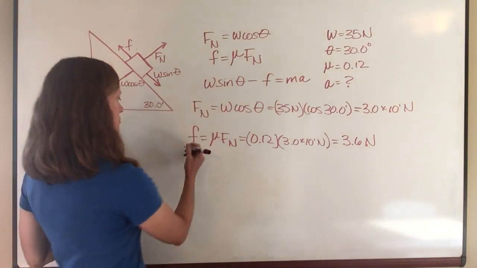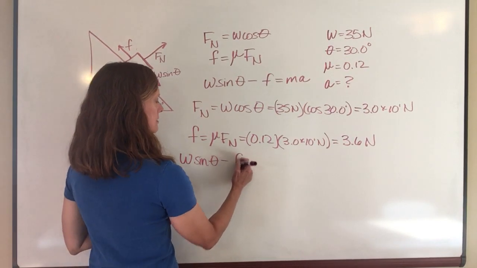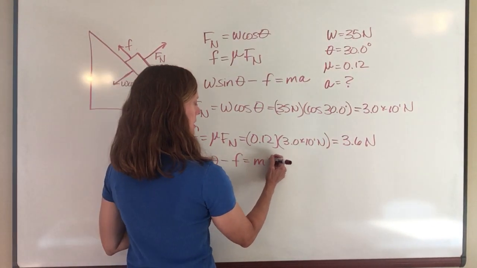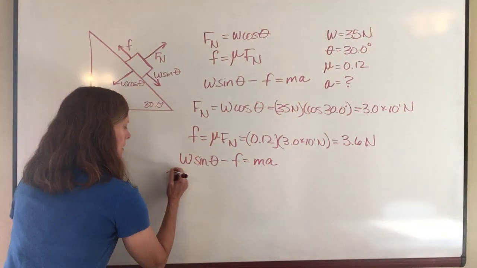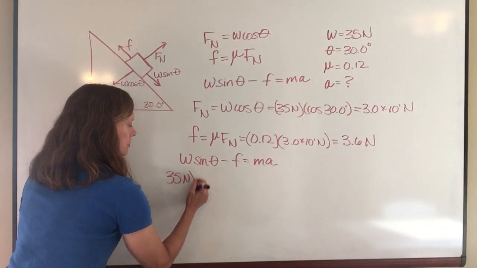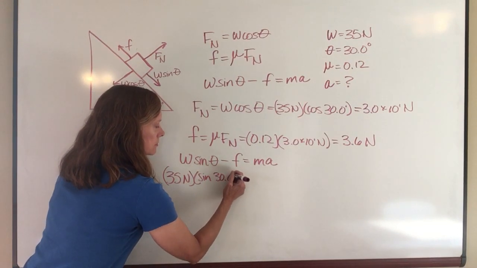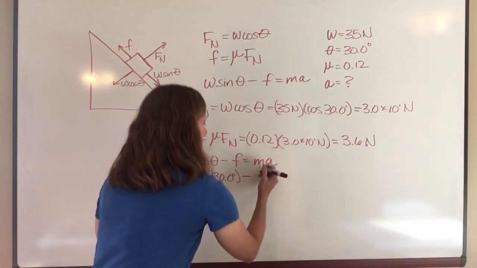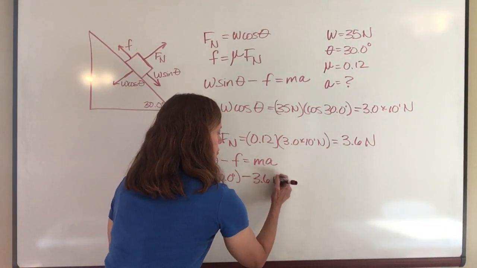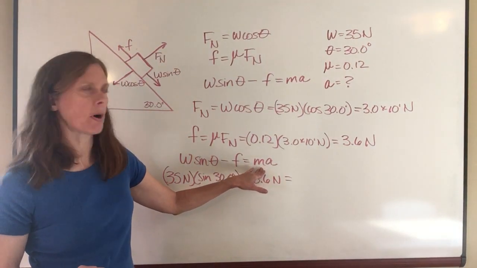So now I'm going to use this: W times the sine of theta minus the frictional force equals the mass times the acceleration. Okay, so the weight is 35 newtons times the sine of 30 degrees minus the frictional force that I just calculated, 3.6 newtons. Now what about the mass? I don't have the mass, do I?